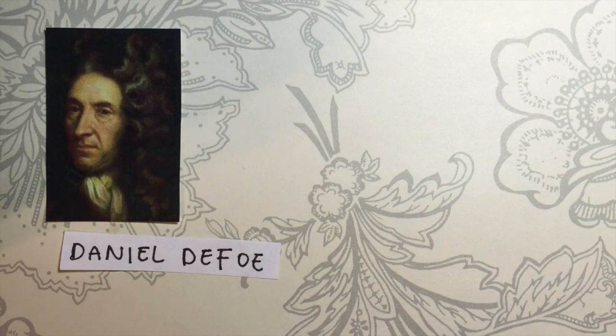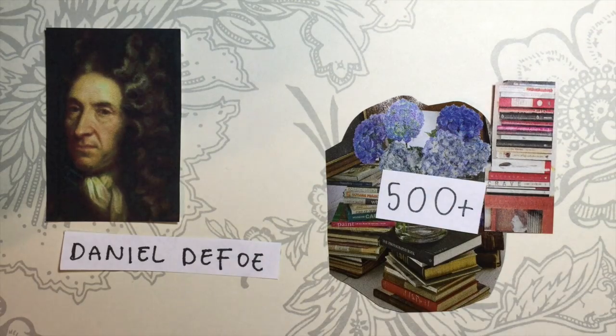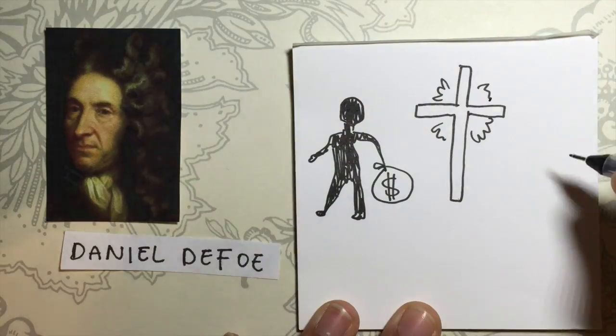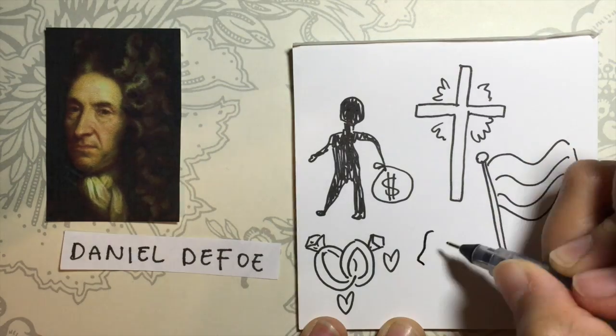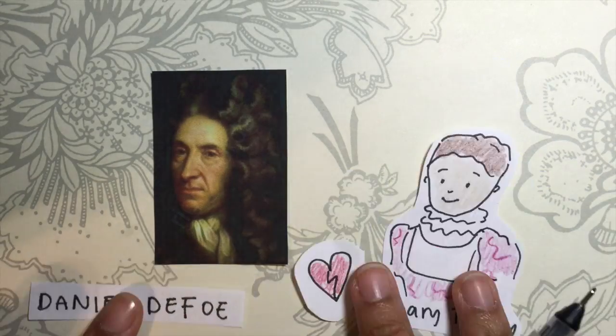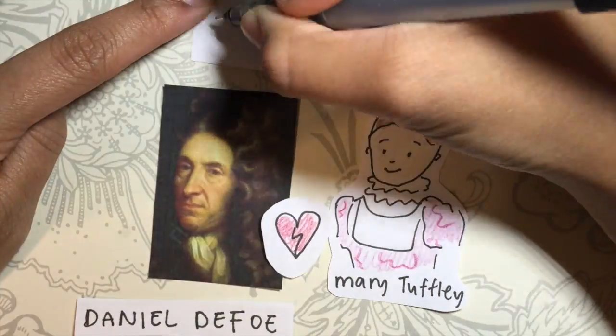He was one of the more prolific writers of his time and had produced more than 500 books, pamphlets, and journals in his lifetime. The content of these works ranged from crime, religion, politics, marriage, psychology, and supernatural events. He eventually married Mary Tuffley and had many problems with his relationship. Their marriage, however, lasted 50 years and they bore 8 children.